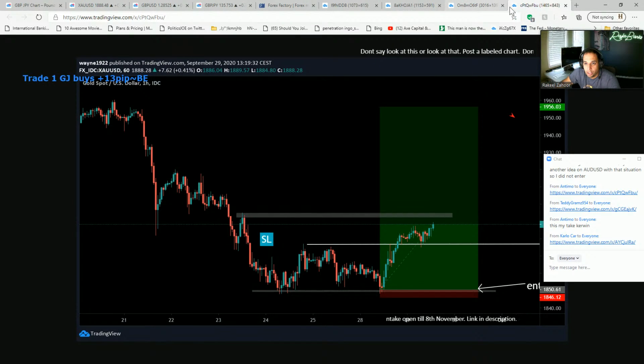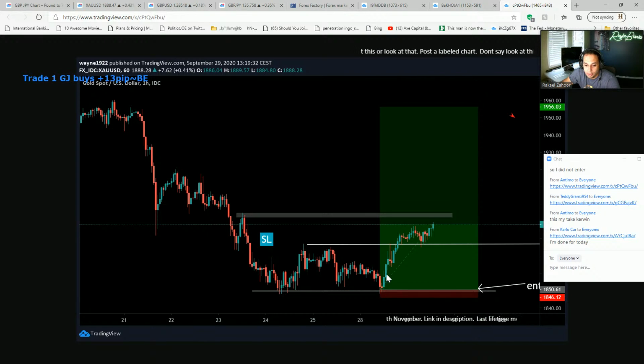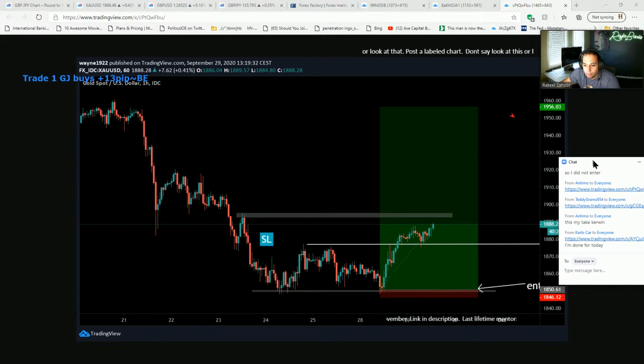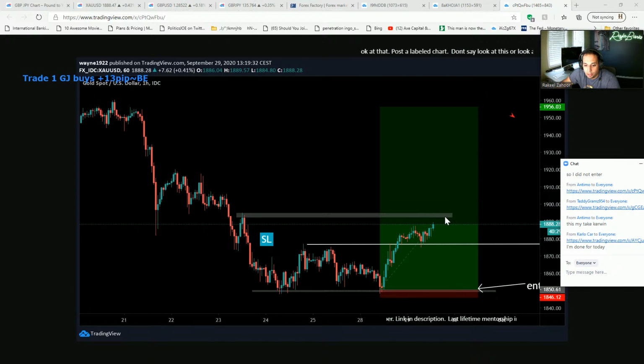Let's take a look at this chart here. Oh, nice. Gold, whoa, entry down at 1850. Crazy. Oh, you have the same target up over here. I think you can also trail your stop loss here too.